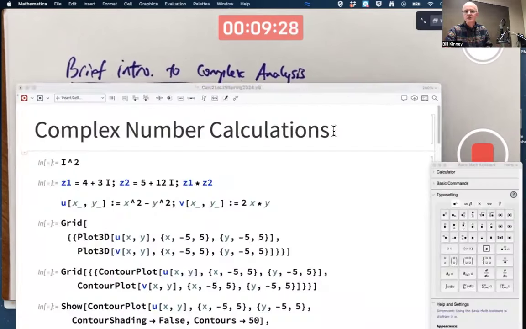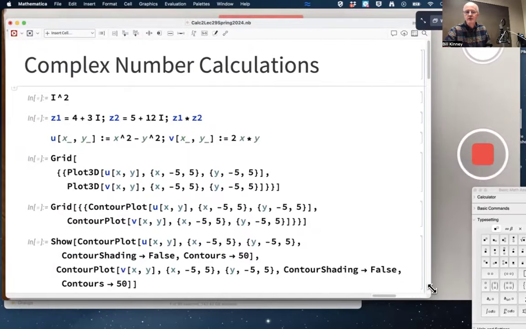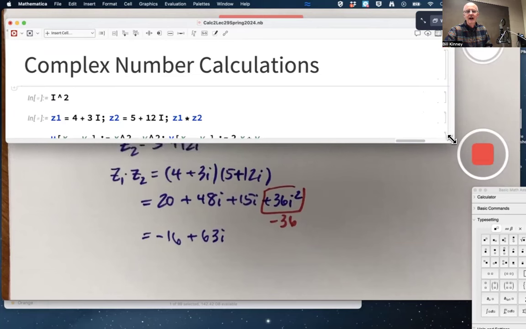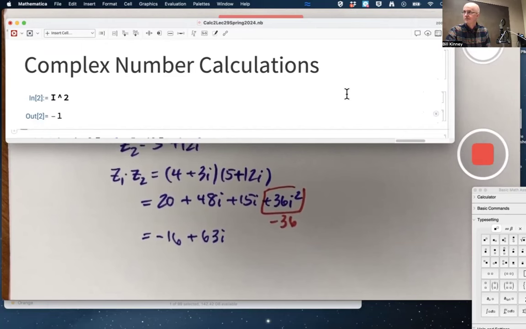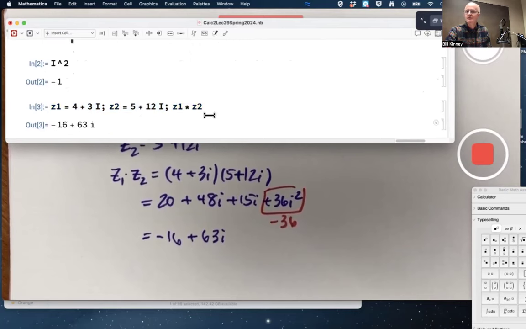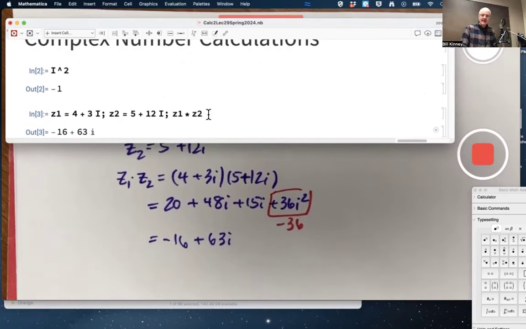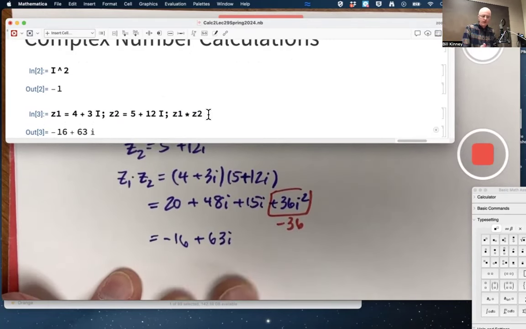We will check our answers and make interesting graphs with Mathematica, though other programs are available too. In Mathematica, capital I is the imaginary unit. So for example, if I square it, I do get -1. I can plug in Z1 and Z2 in here. Notice the capital I is being used. Then I can compute Z1 times Z2 and confirm the answer is -16 plus 63i. So this is how you do it algebraically, arithmetically.